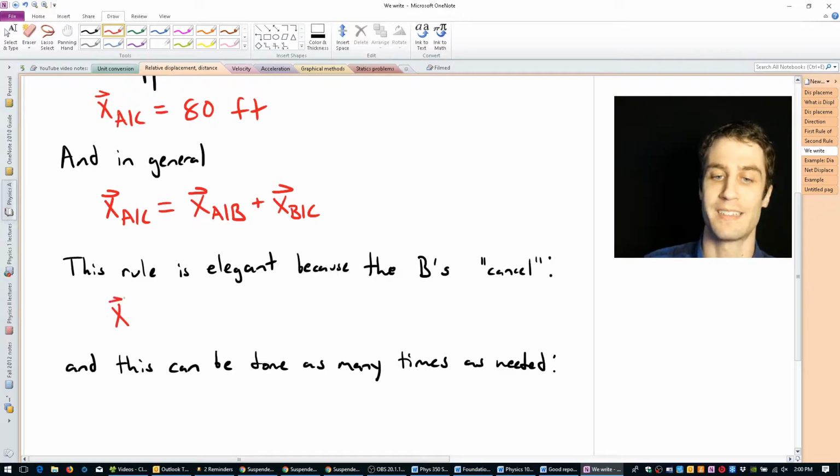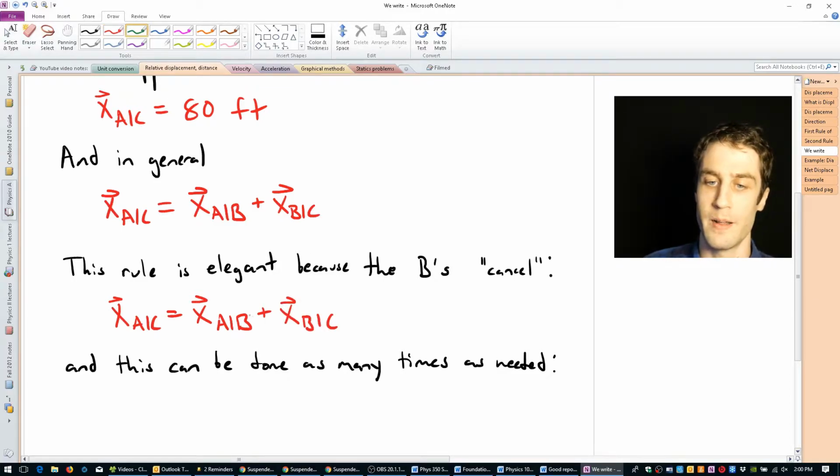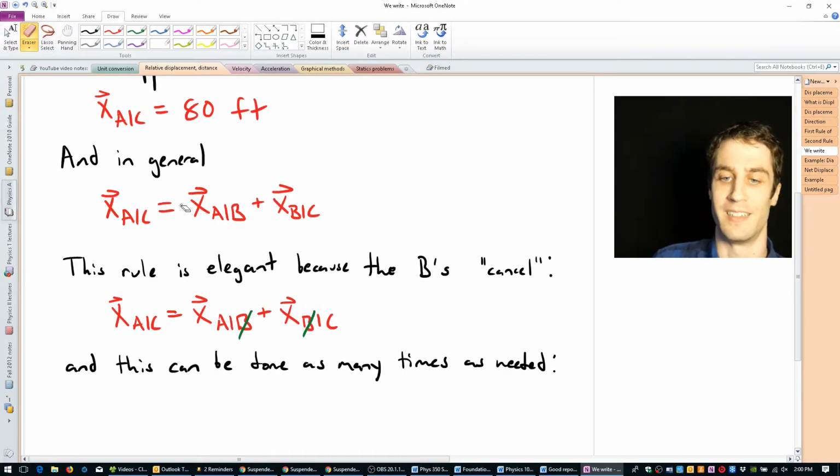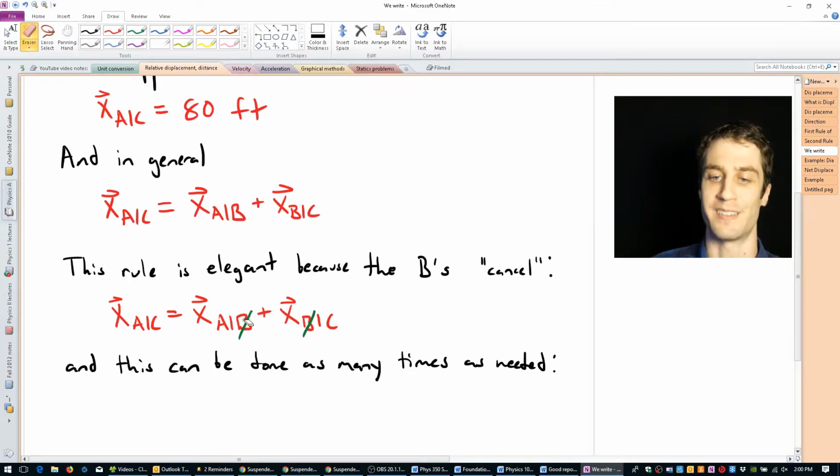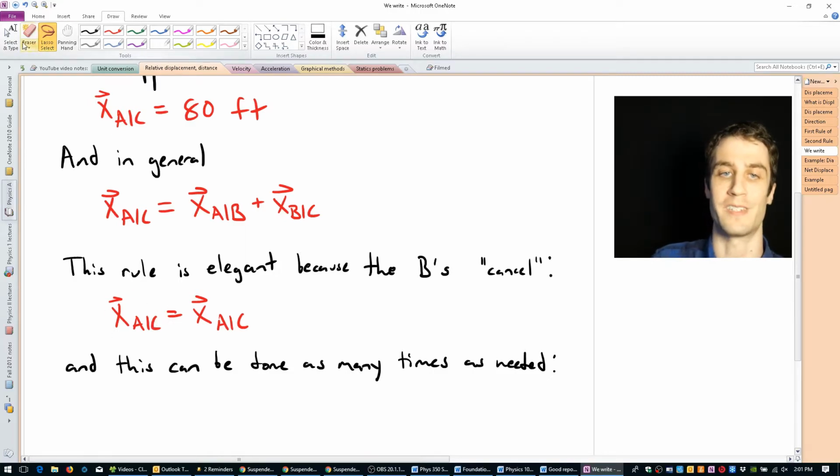So X A relative to C, I'm just going to rewrite the rule, is equal to X A relative to B plus X B relative to C. And then look at this. We have B on the right side of the first term and on the left side of the second term. They're right next to each other. They're begging to cancel. And if you want, this is how I sort of think about it. They cancel and all of this gets erased. And then the C comes and hangs out with the A, just like we have on the left-hand side.